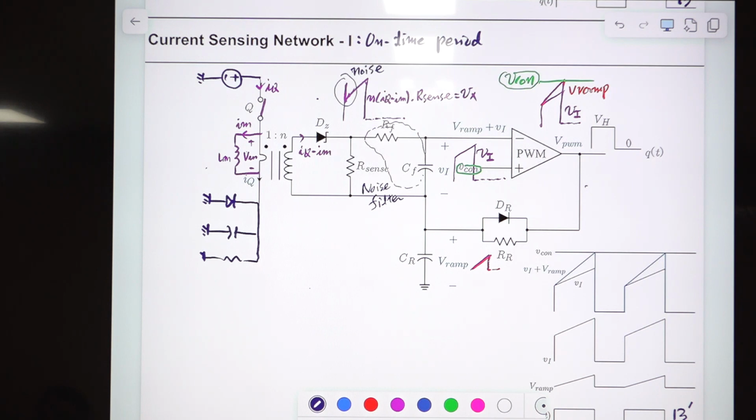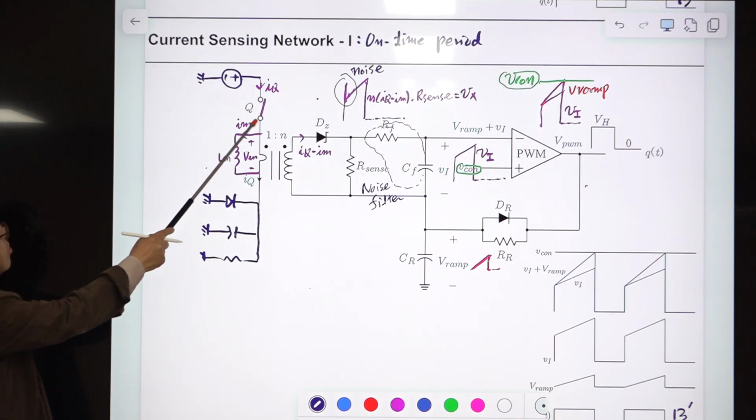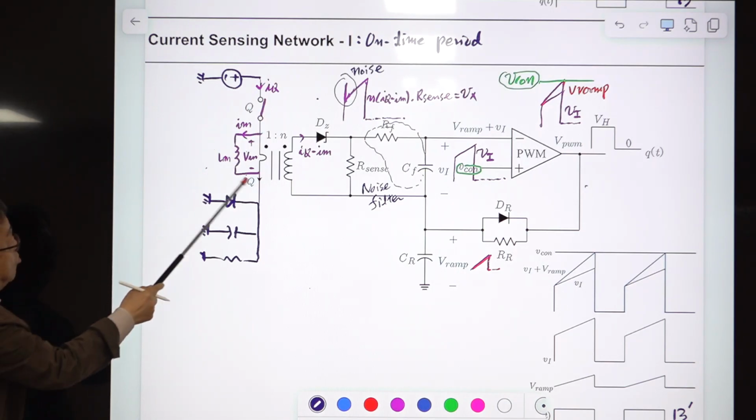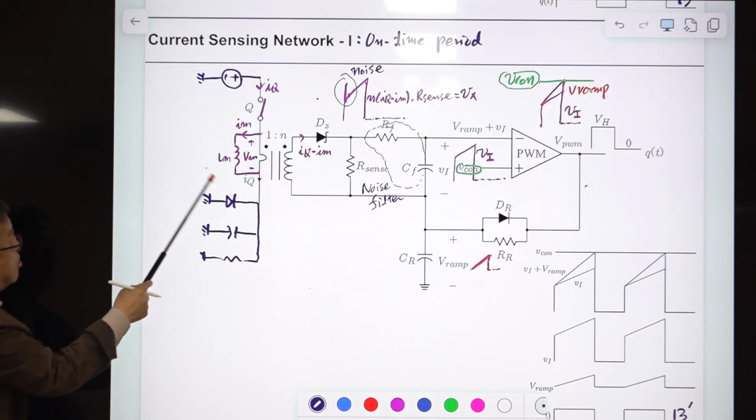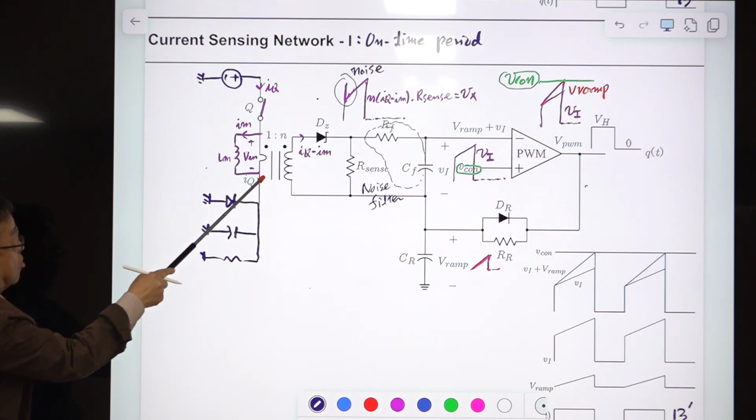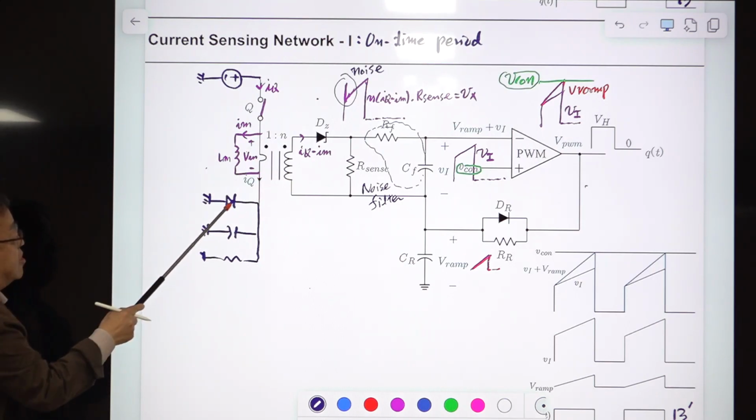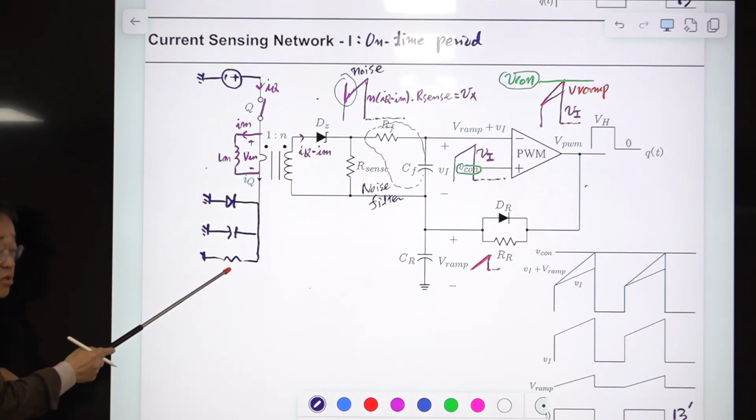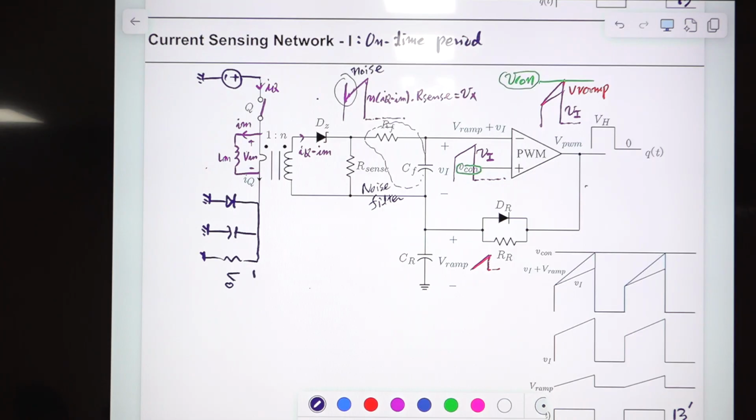Next, we'll discuss the off-time period. This is the current sensing network circuit employed in a buck converter. This is a buck converter. There is a switch, and in the middle of this path, this current sensing network is added here, and this diode, this capacitor, this output resistor. So this is the buck converter. It is laid down in this manner.